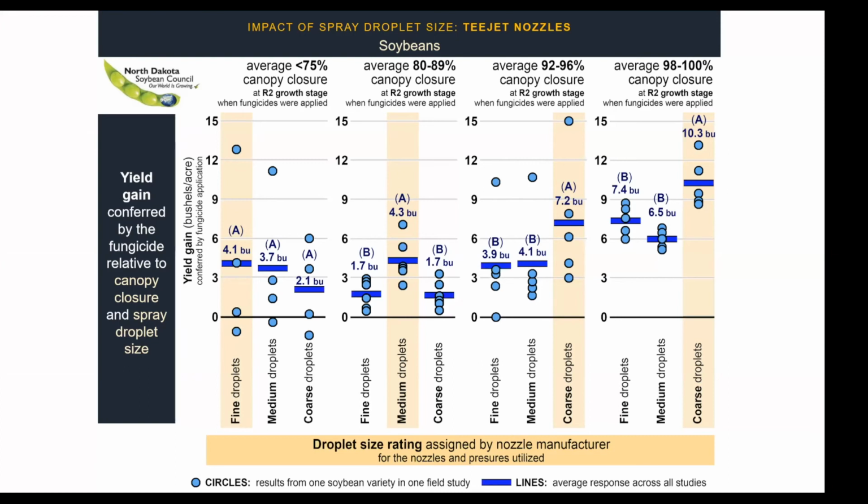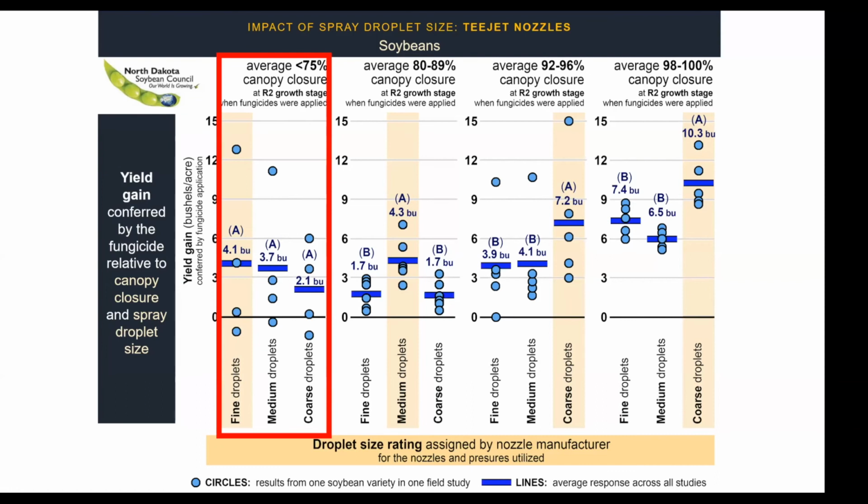So this is an example of what you'll see if you go to his website. In this experiment, he's looking at the yield change, okay? And he's looking at 4 different levels of canopy closure. So in this red box on the top, you can see that the average is less than 75% canopy closure at R2, okay? And you go across the top, you can see the canopy gets more and more closed. And by the time you're on the right, it's 100% closed at the time of spray. Within the red box, he's looking at fine droplets on the left, medium in the middle, and coarse on the right. So he's testing, in the canopy that's less than 75% closed, the effect of fine, medium, and coarse droplets.